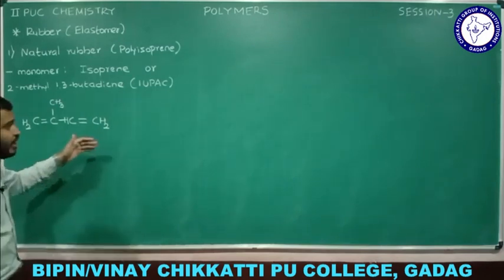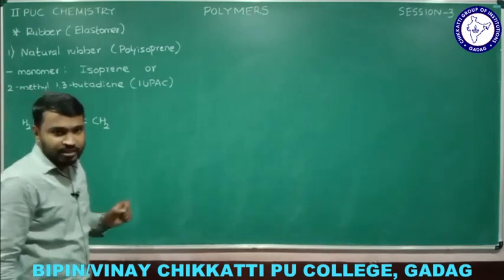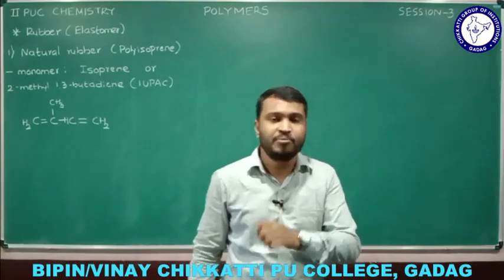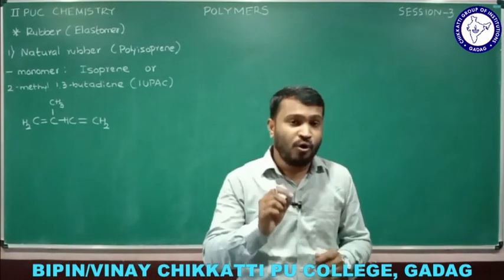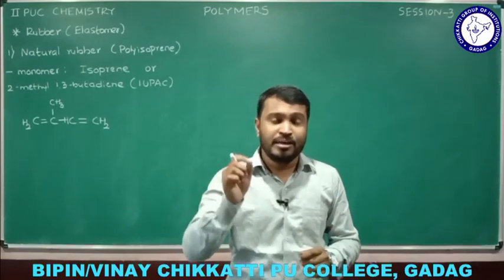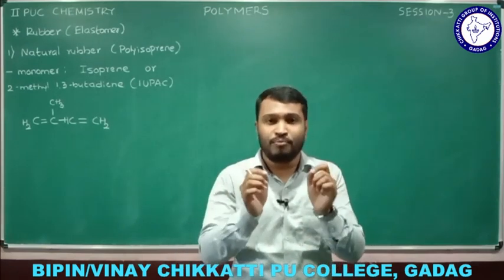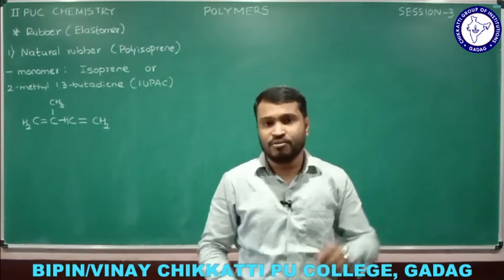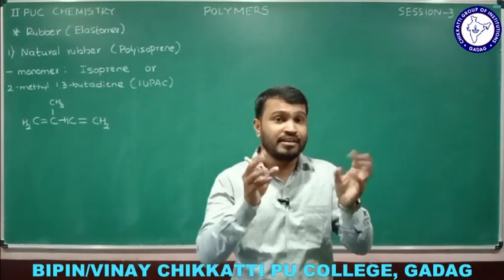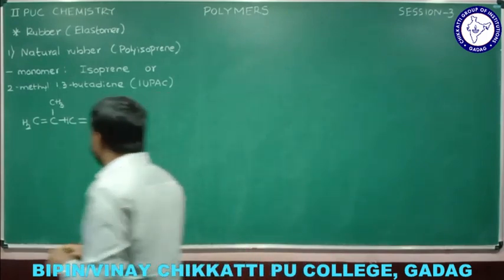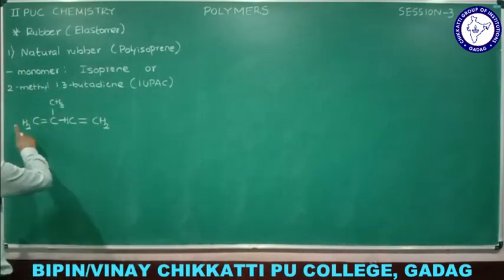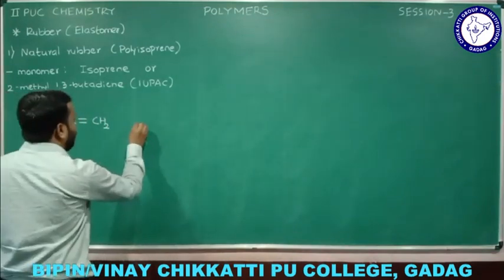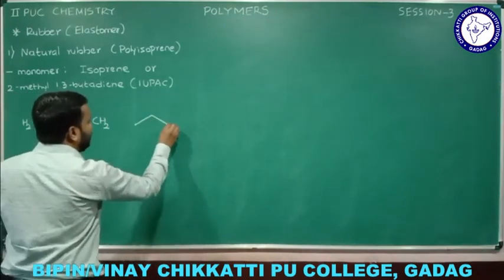Now I am going to write the bond line formula for isoprene or 2-methyl-1,3-butadiene. I hope you know the bond line formula is nothing but a representation of an organic molecule or organic compound using only chemical bonds. We are not supposed to write the element symbol here. So what would be the bond line formula? How many carbons are in the linear chain? 1, 2, 3, 4. So I am going to write 1, 2, 3 and 4.